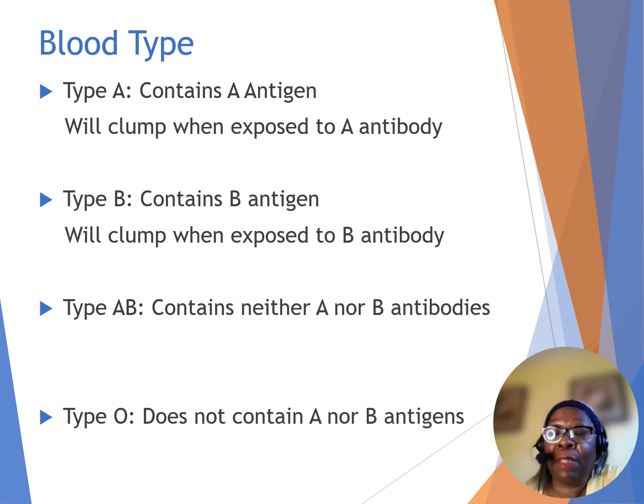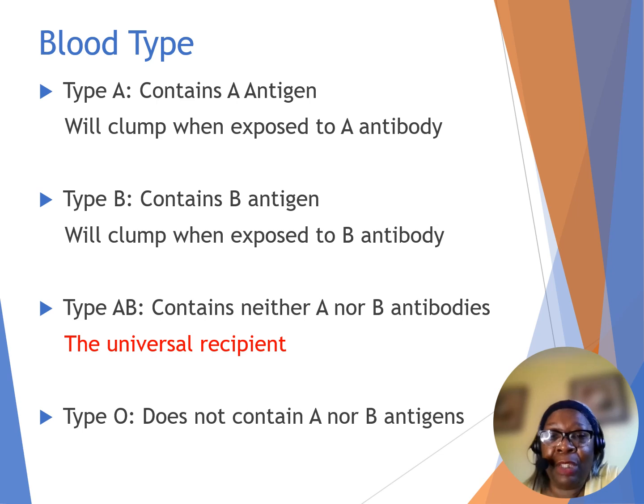Types A, B, and O are special because type AB has no antibodies, so they can receive any blood type, and type O does not contain any antigens, so they can give blood to anyone. All right. So AB is what we call the universal recipient. They can receive any blood. And type O is what we call the universal donor. They can give blood. Okay. Anybody can receive this blood.